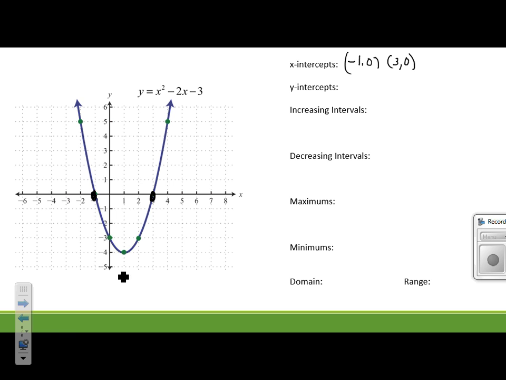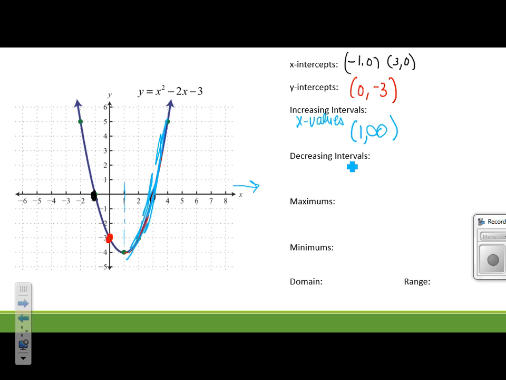My y-intercept is where it crosses the y-axis. Okay, that's where it crosses the y-axis. That's (0, -3). My increasing intervals are where the graph is increasing. Okay, let me get a different color here because I've already used red. So let's do this blue. This is increasing here. So we go up to the x value, because remember it's x values. That would be 1. And then it's going to go on forever because we run into an arrow for infinity.